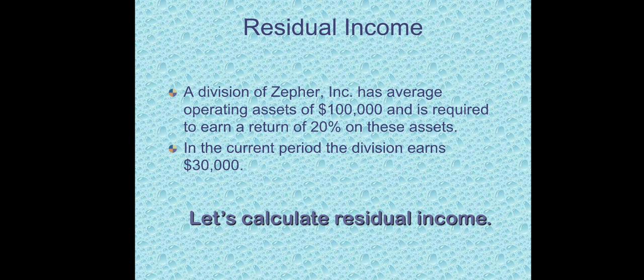Okay, the data that you can see here is $100,000 average operating asset. The required rate of return is 20%. In the current period, the division earns $30,000. So let's see how to calculate residual income.